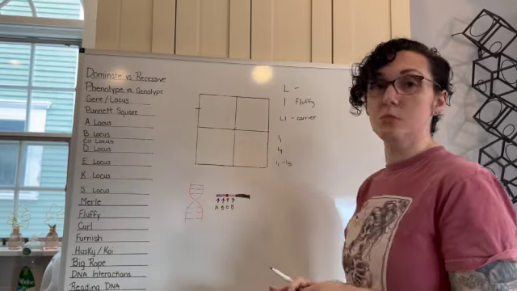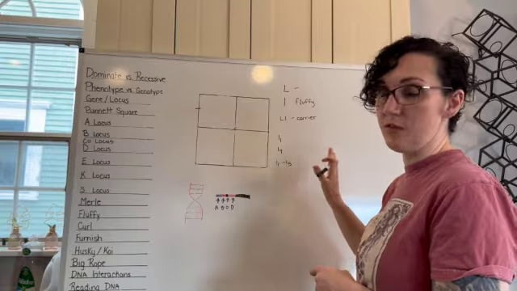So again, Fluffy, pretty easy. Recessive gene, takes 2. Otherwise, they're a carrier.